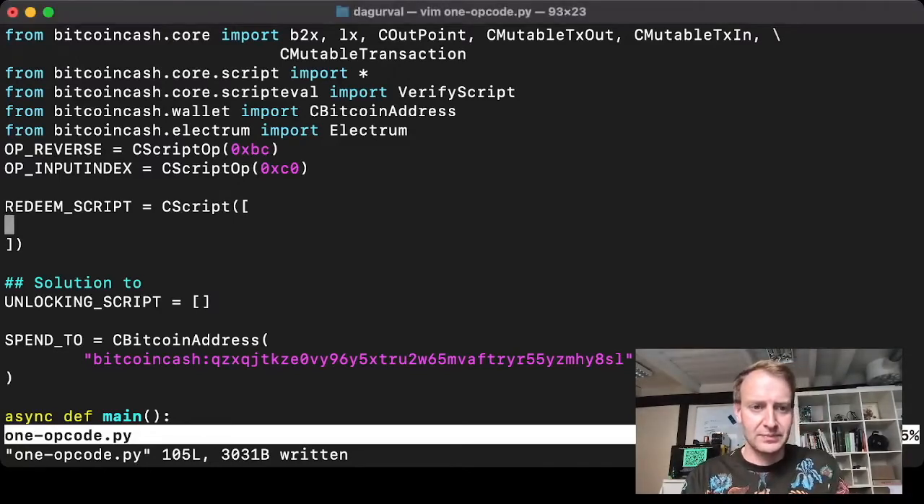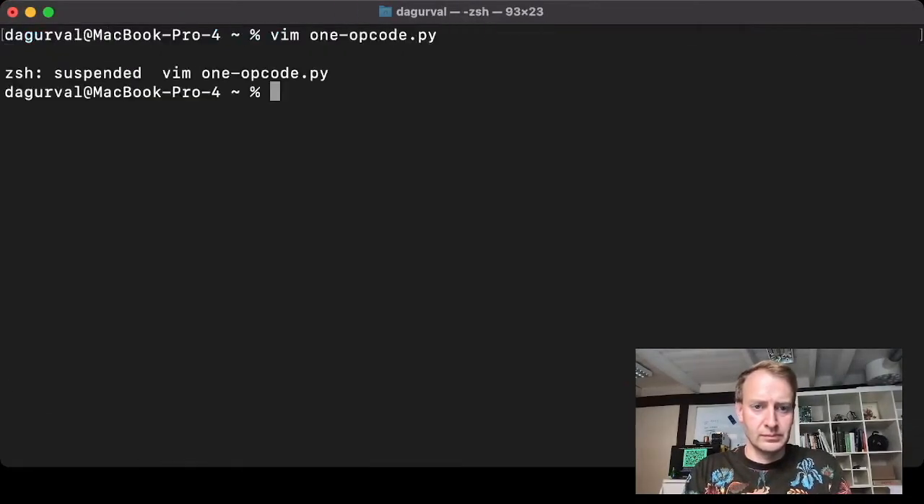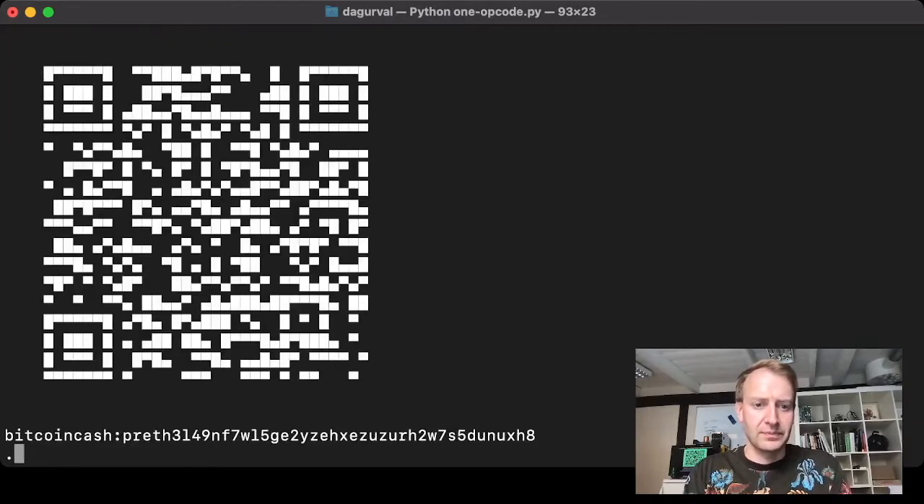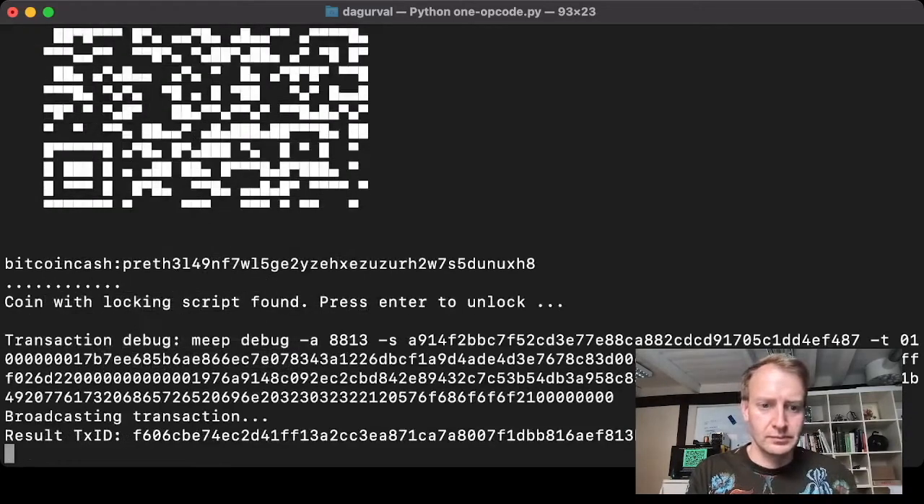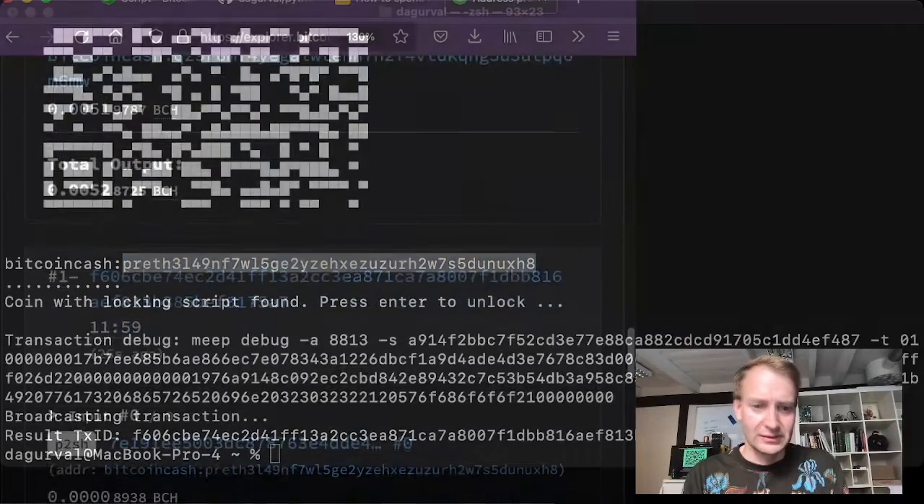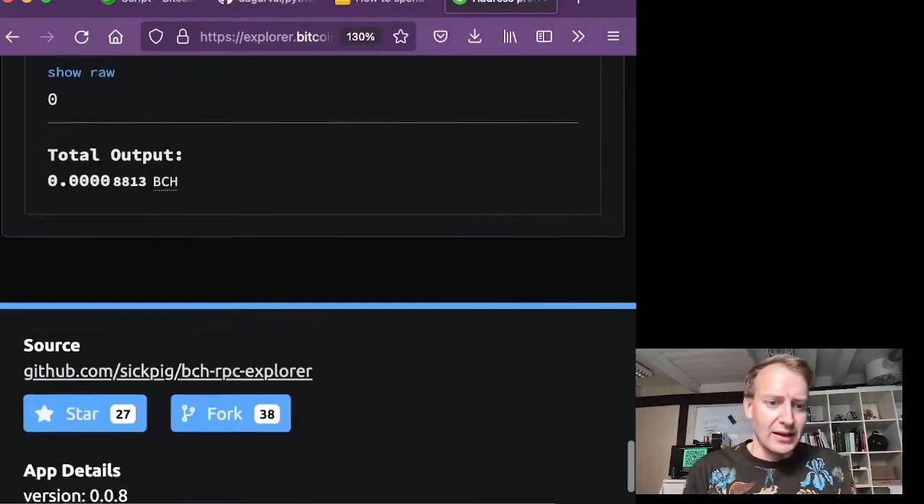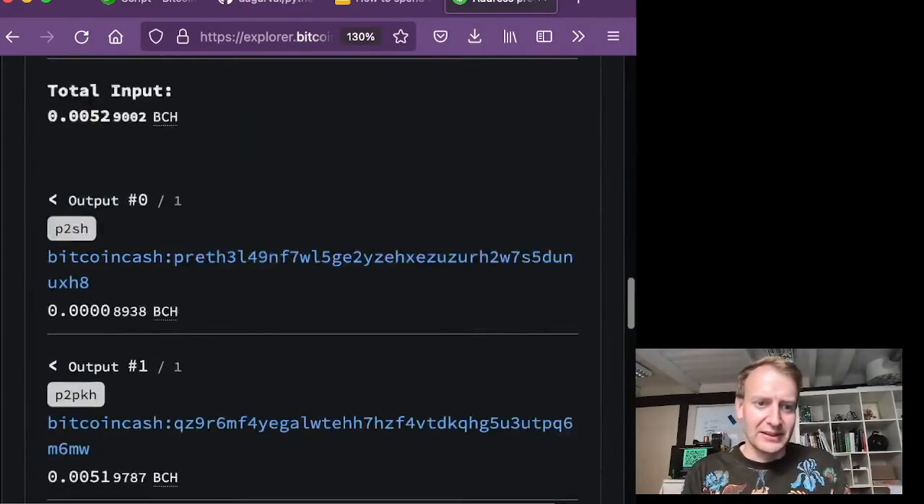The next program I want to try is one of the new opcodes, OP_TXINPUTCOUNT. Okay, let's try it. And we need to send some coins to it. And it was successful. Let's have a look in the Block Explorer. And here we have it. I was here in 2022. Woohoo! We are the first to use this contract.